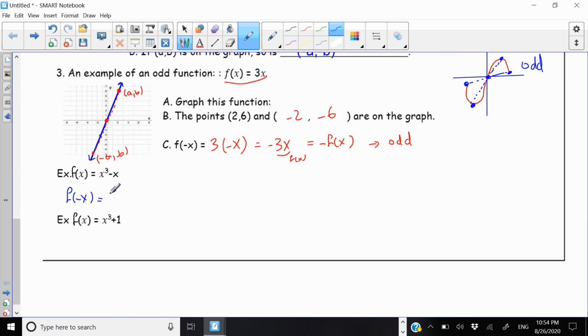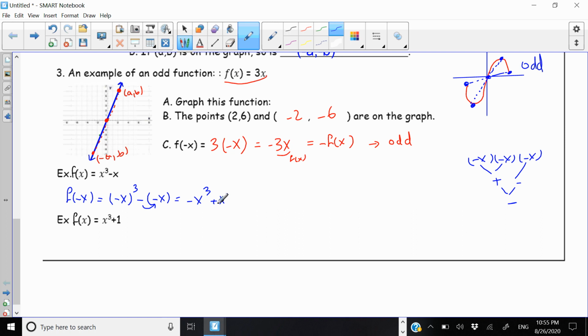F of negative x. For x, I'm going to replace negative x. So negative x to the 3 minus, instead of this x, I'm going to put negative x. So I'm going to calculate negative x to the power of 3. It's negative x times itself times itself. These two negatives will be positive, times this negative will be negative. So it will be negative x to the power of 3. And then this negative times this one will be positive x.